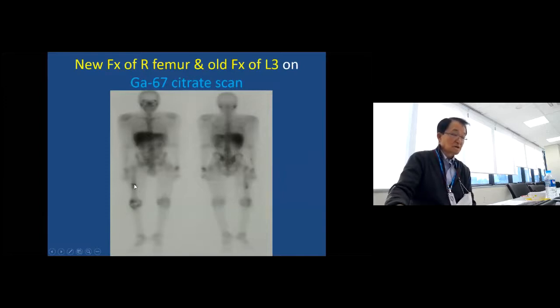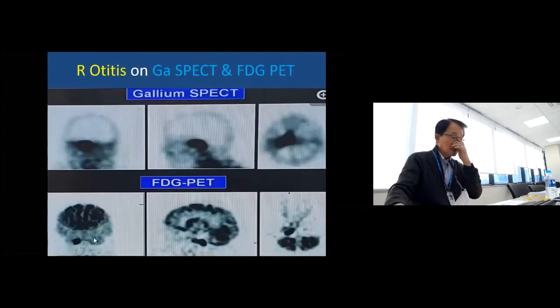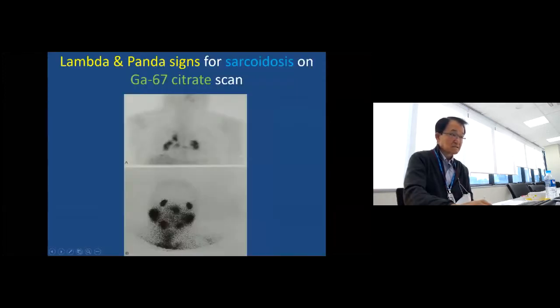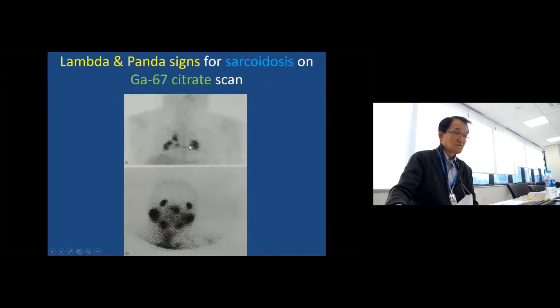Certainly inflammatory osteomyelitis will show, but linear osteomyelitis generally shows infiltrative, so it's diffuse, not focal. And this old slide shows very intense increased activity in the right inner ear, otitis. It's a proven case. And this is the so-called lambda sign in sarcoid: the perihilar lymph nodes take up gallium citrate, so it's called lambda. Panda is sarcoid uveitis, a very intense eye, much more than normal lacrimal. So this is the panda sign for sarcoid.